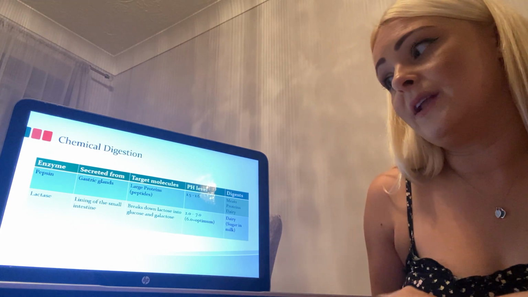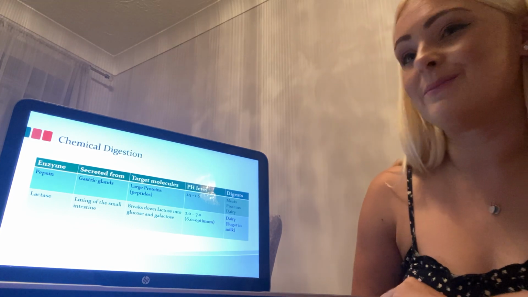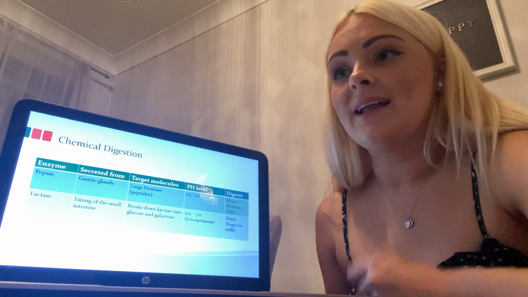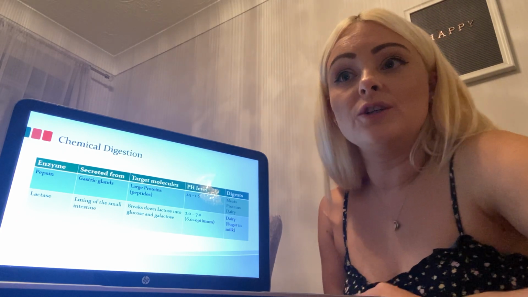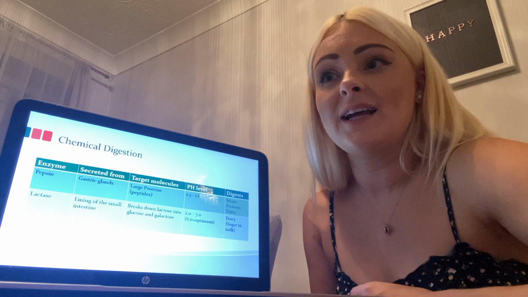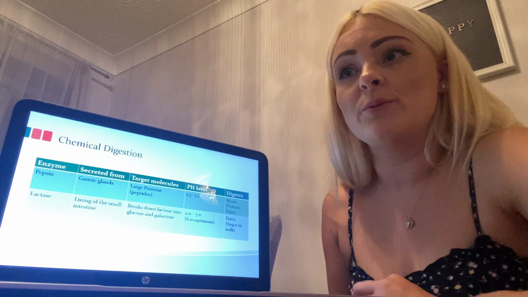Lactase is found in the lining of the small intestine. It breaks down lactose and processes it into sugars such as glucose and galactose. The enzyme lactase works best at an optimum pH of 6.